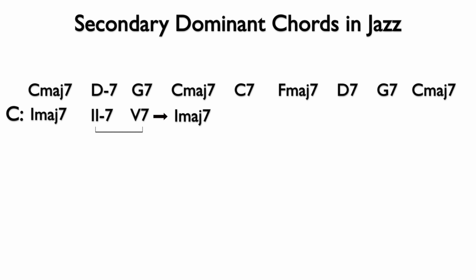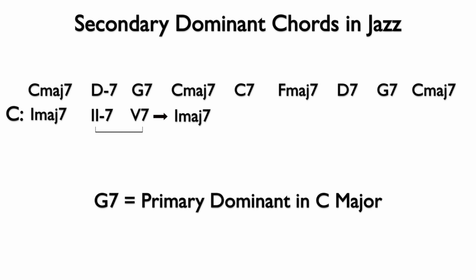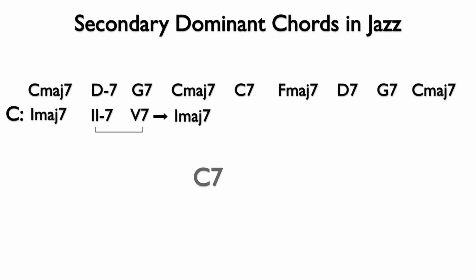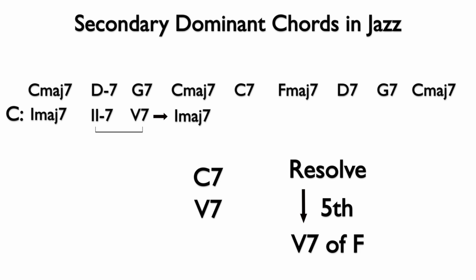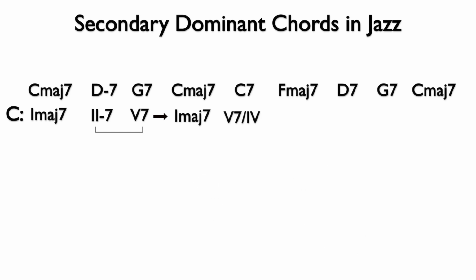Now don't be fooled by the next chord. C7 is a dominant 7th chord. This is not 1. This is a dominant 7th chord that is not G7, the primary dominant chord in the key of C. To determine what C7 is a dominant of, we find the key that C7 would be the 5-7 chord in. C7 would need to resolve down a fifth as a 5-7 of F. Since F is the 4 chord in C, this is a 5-7 of 4.